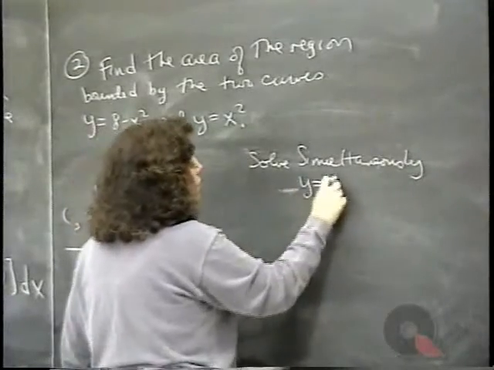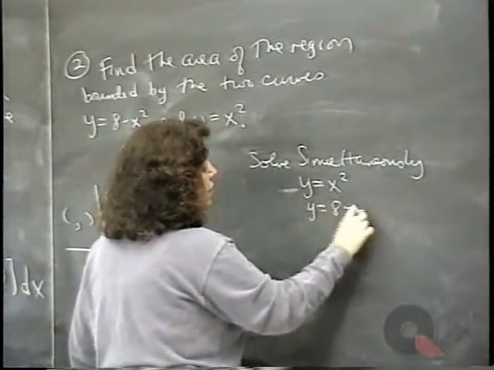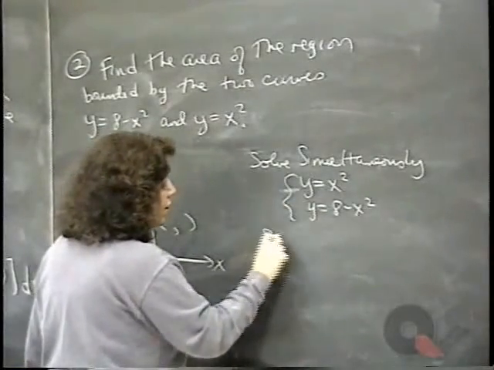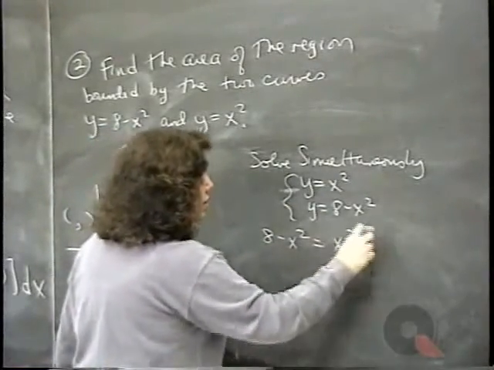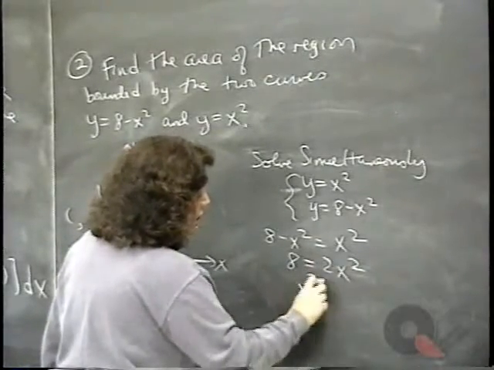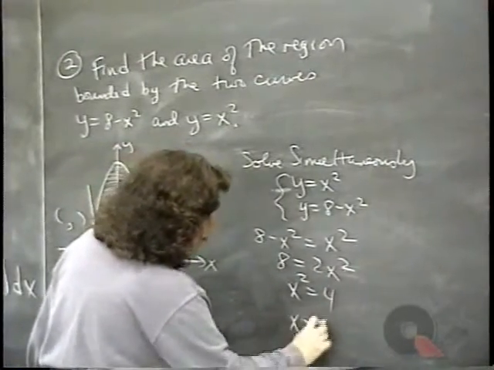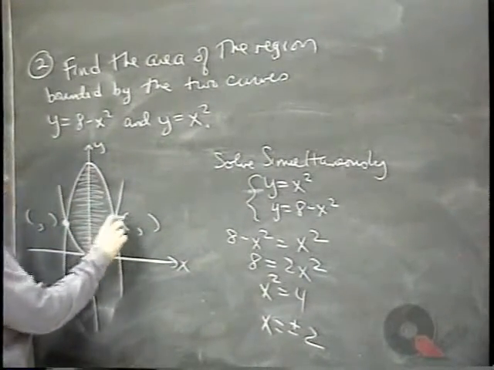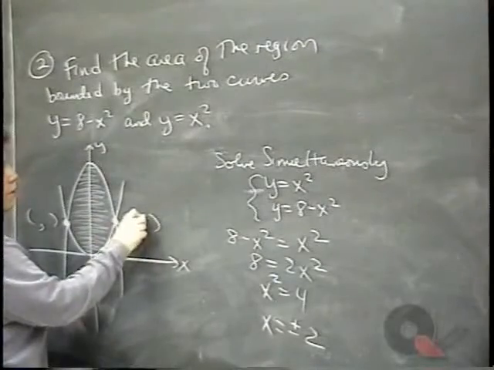We have y equals x squared, y equals 8 minus x squared. We can set the two y values equal to each other, giving us that 8 minus x squared is equal to x squared, so 2x squared is 8, x squared is 4, x is plus or minus 2.